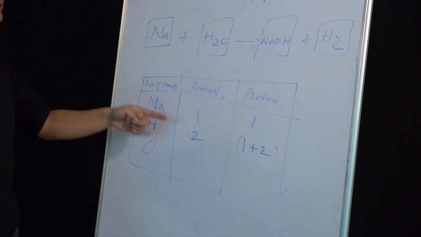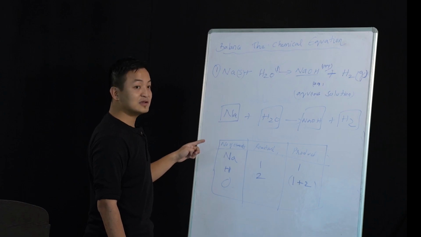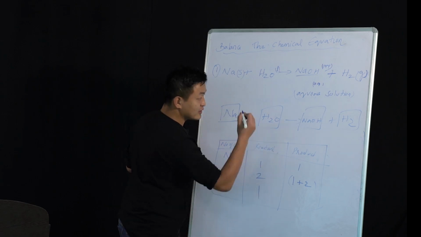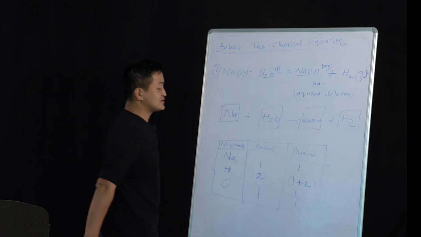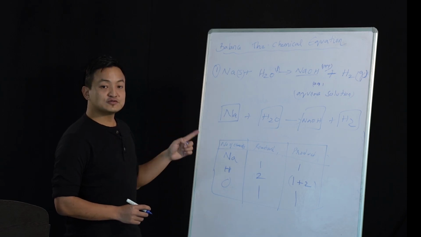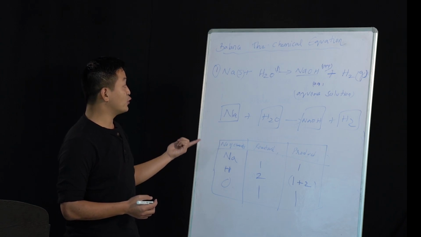So from here itself we know that this is a skeletal chemical equation. That means this is not balanced. Oxygen, we have 1 on the right hand side and 1 on the left hand side. So this chemical equation is not balanced. We'll go ahead and balance this equation.